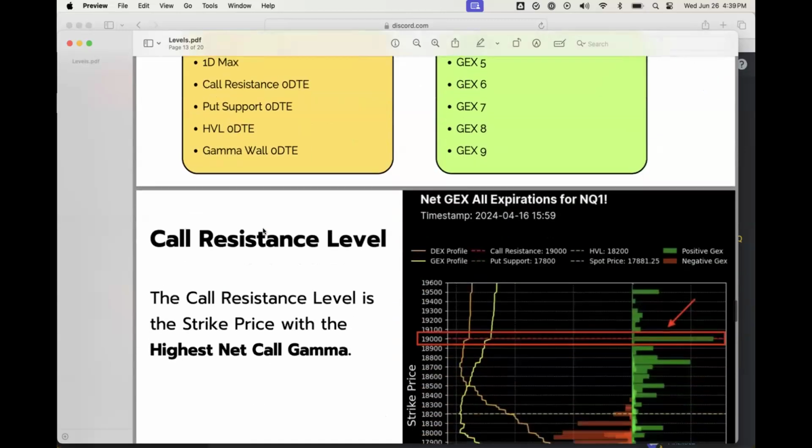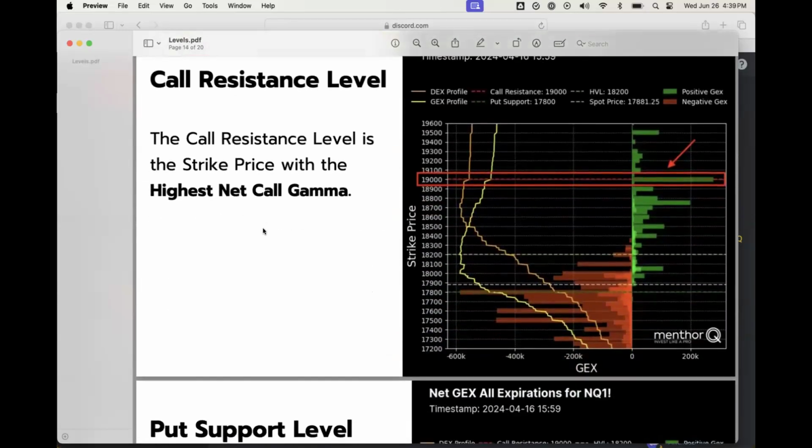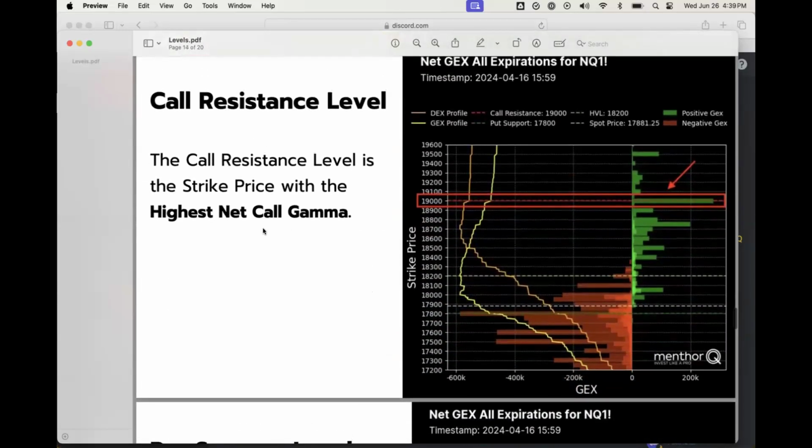So let's go into our core resistance. The core resistance is really the level which has the most call gamma, net call gamma, and it's highlighted by the green bars, right? So here you can see an old chart of the NQ. The widest green bar is the core resistance.